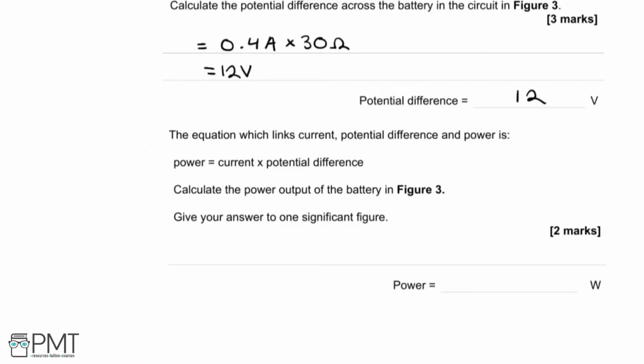So to find the power output across the battery, we've got to find the current across the battery and the potential difference across the battery. From our last question, we remember that the current across the battery is 0.4 amps, and we also worked out that the potential difference across the battery was 12 volts. If we put this into our equation, we get an answer of 4.8 watts. However, the question asks us to give our answer to one significant figure, and this is currently two significant figures. So our final answer is 5 watts.